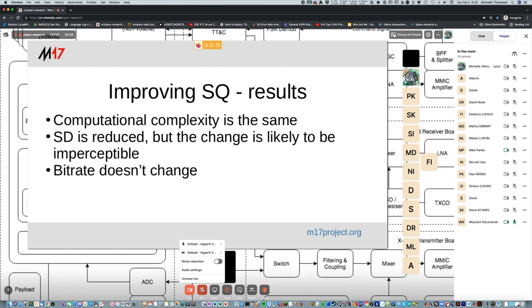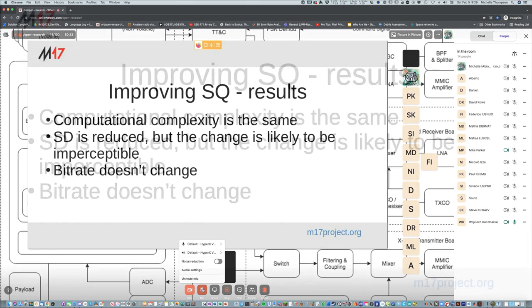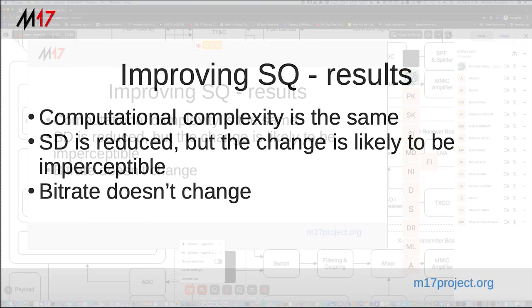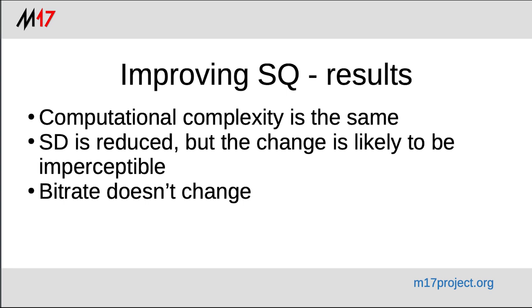The spectral distortion is reduced because codebooks are PDF optimized, and PDF is the probability density function. So it's good to have PDF optimized codebooks, as it minimizes the spectral distortion. And bitrate doesn't change because we still have 32 codebooks, 32 entries for every codebook. So that's still the same amount of data.